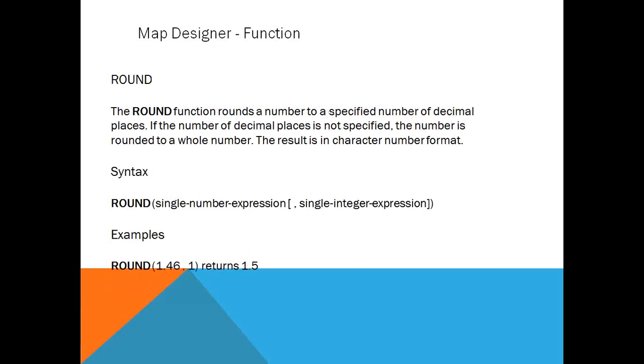The next function is round. It is basically a mathematical function. It rounds a number to a specified number of decimal places. If the number of decimal places is not specified, the number is returned as a whole number. The result is in character number format. It will accept two arguments. The first argument is the number. The second argument is to how many decimals we have to round, whether two decimals, three decimals, or four decimals.